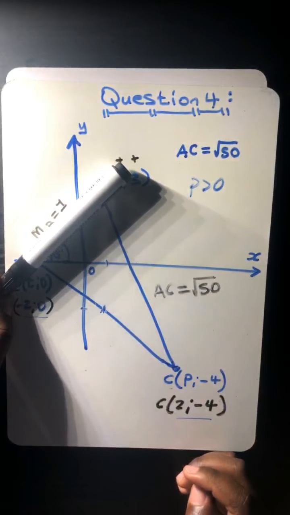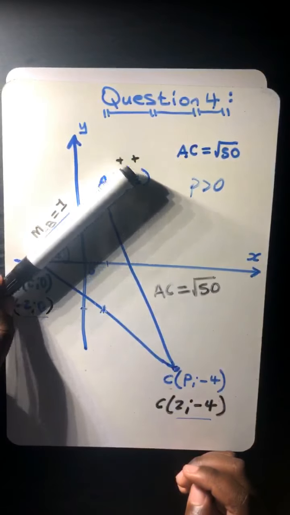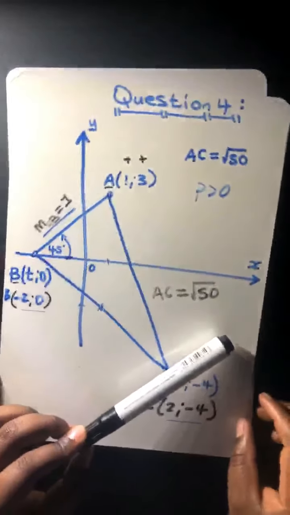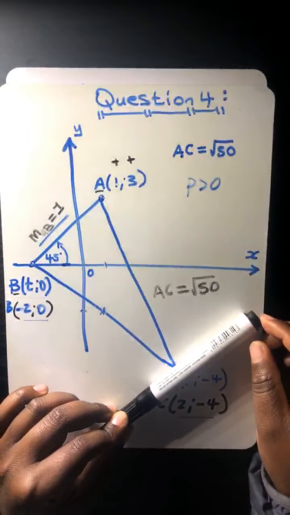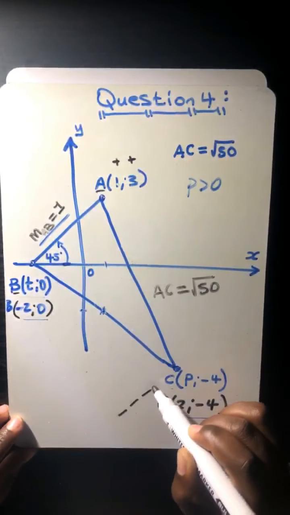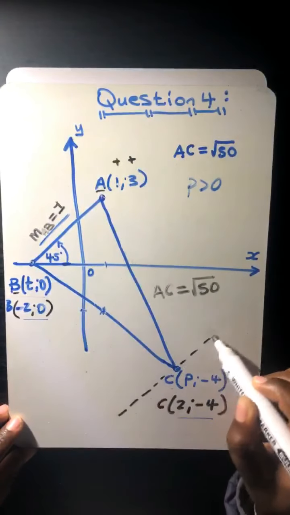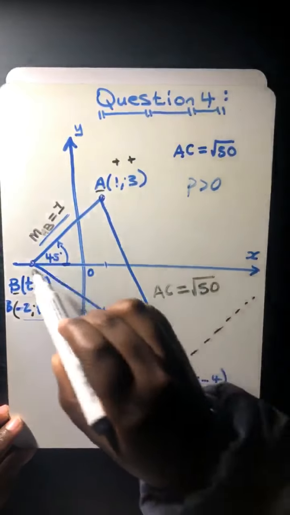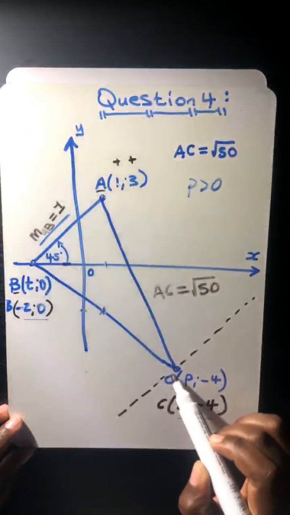But they are saying this line must be passing through point C, which means it is going to be a line passing through there. So with dotted lines, this is how it is going to look. It just has to be parallel to that, but passing through that.